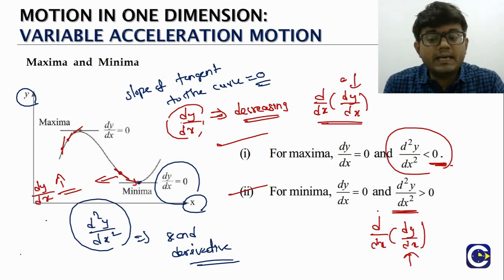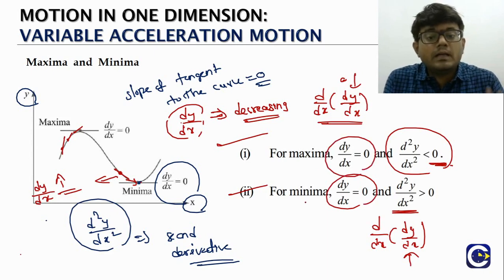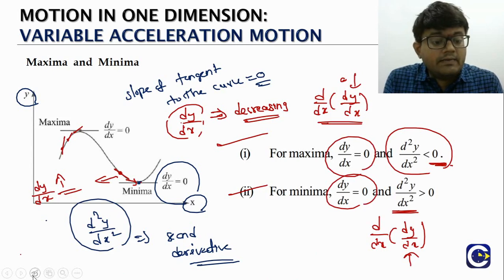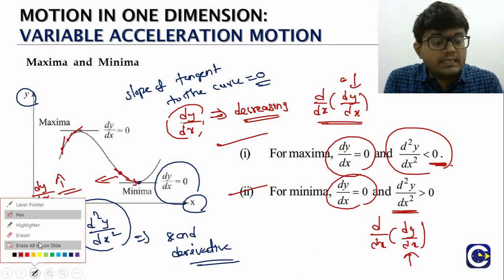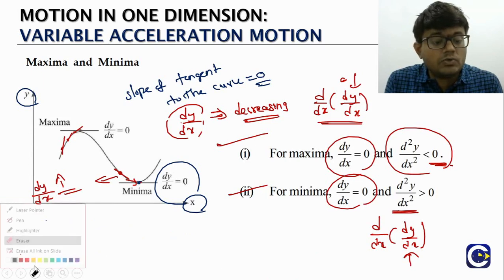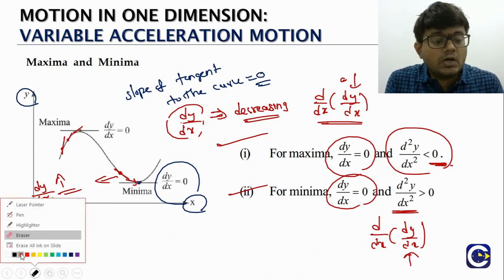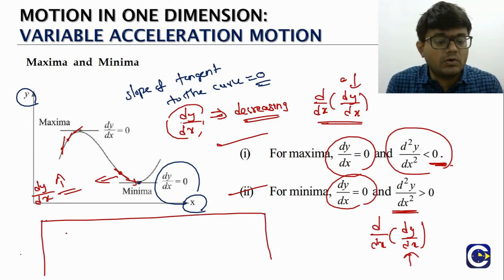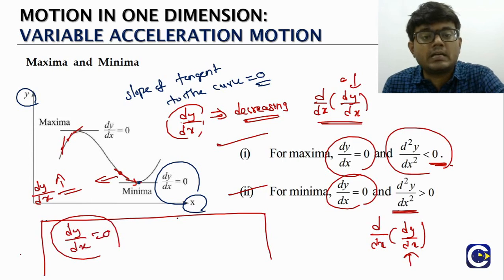Sometimes, as we already talked about in the basic math videos, we can have dy by dx equal to 0 and the second derivative, d square y by dx square, also equal to 0. They will usually be constant functions. So dy by dx equal to 0 is the basic condition to check whether we are reaching the maxima or minima.